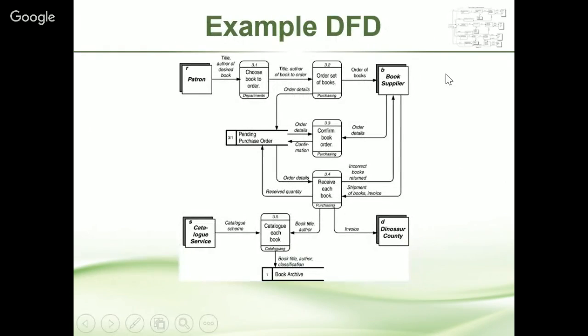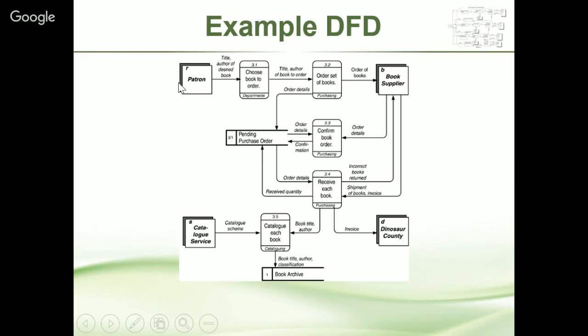So here's an example data flow diagram. I like this one because it's pretty simple, although having used it quite a bit, it is actually missing some things. But this is a library system, and you can see it starts at 3.1. So this is about ordering books, and so somewhere on a higher level diagram there is a 3.0 order new books, but this is the process as it's broken down.